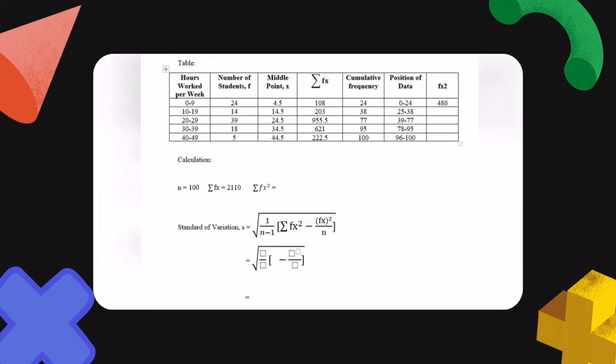To solve the standard deviation, we need to find the value of fx squared for each row first. After that, we need to total up the value of fx squared. f stands for frequency and x stands for midpoint. Therefore, the total of fx squared is 58,165.